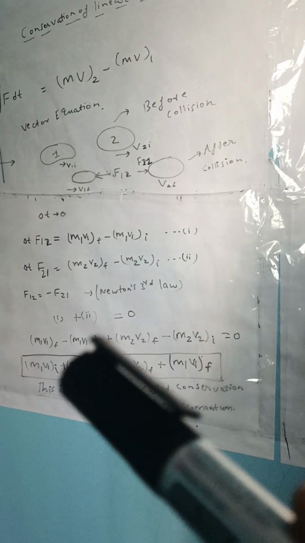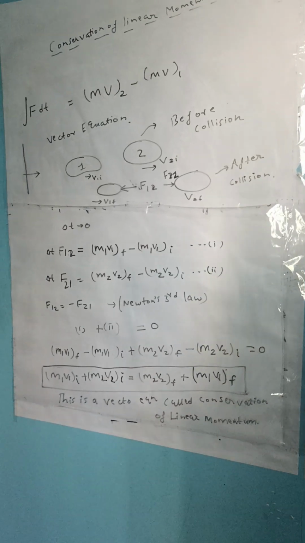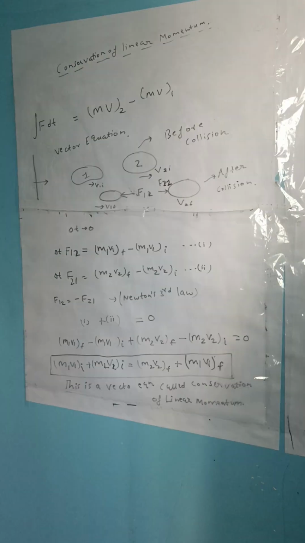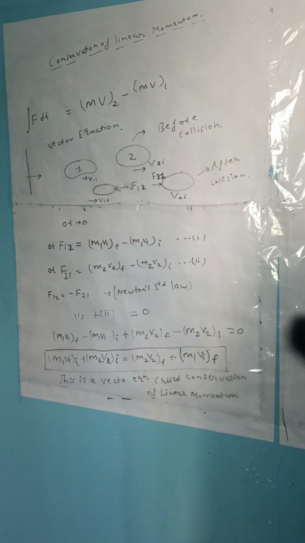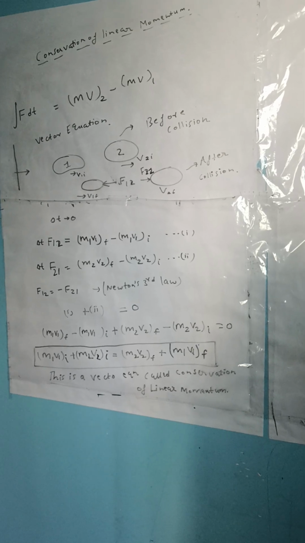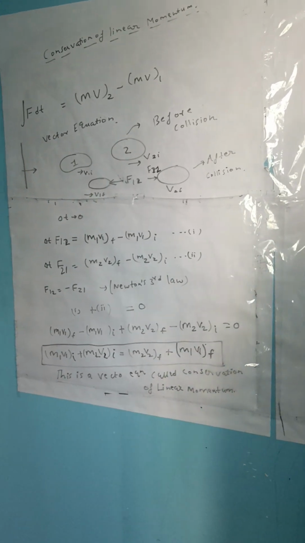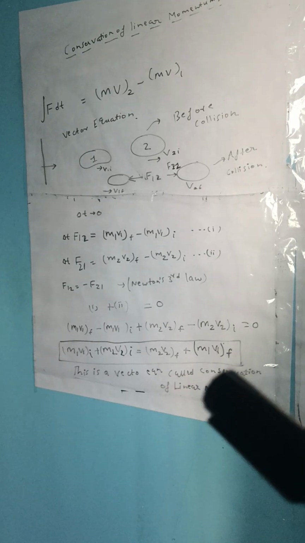So this equation is a vector equation. Again, you should remember that I have told you many times during the derivation, it is a vector equation. This vector equation is called conservation of linear momentum, and we should apply this equation in vector form only.